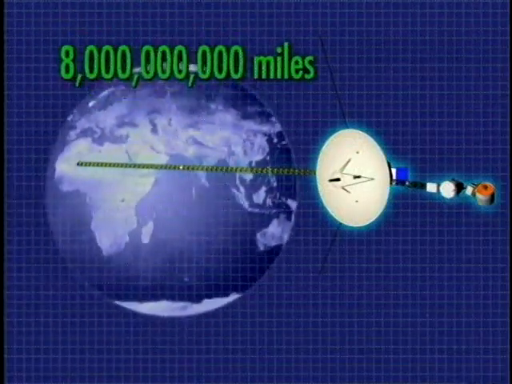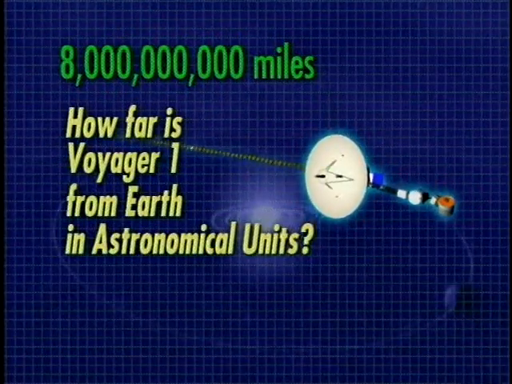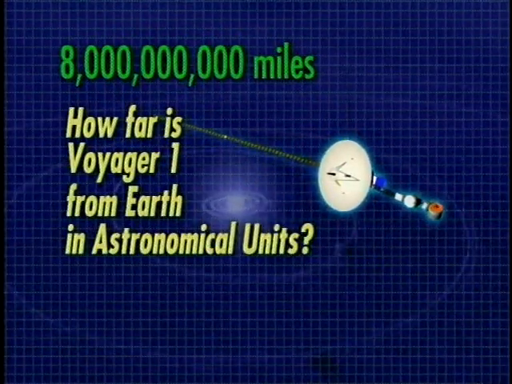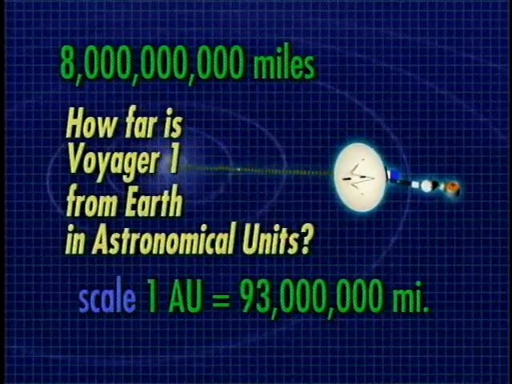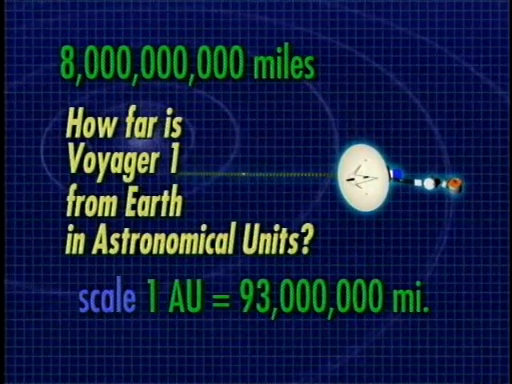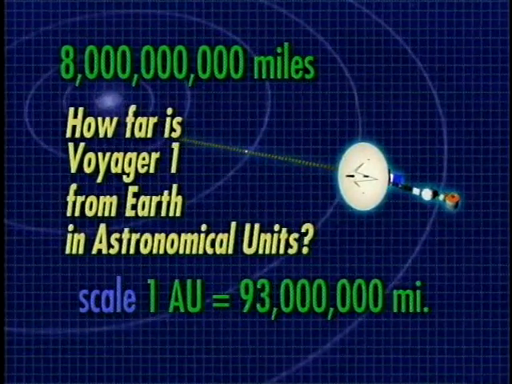Working with a partner, take a few minutes and see if you can solve this problem. Voyager 1 is over 8 billion miles away from Earth. Estimate how far, in astronomical units, Voyager 1 is from the Earth. Remember, the scale is 1 astronomical unit equals 93 million miles. Teachers, you may now pause the program so students can answer the problem.